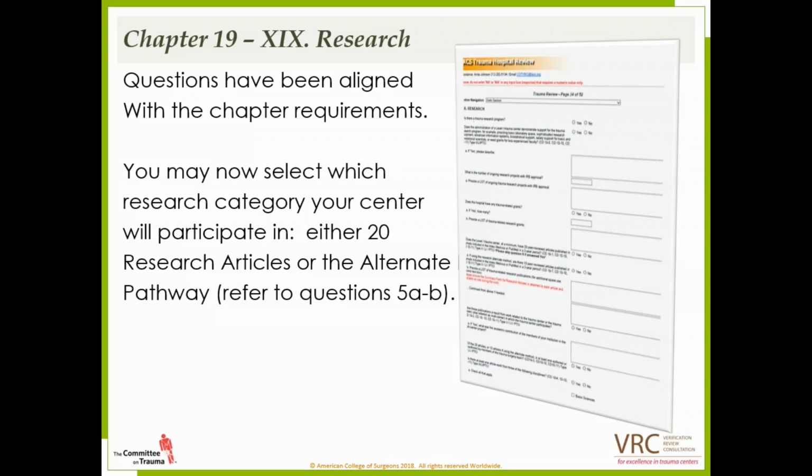It was a little confusing in the past, where we're asking for, if you are meeting the 20 research articles, and then it just kind of jumped down to the alternate pathway. So we just kind of aligned it, particular to questions 5A and 5B, where it's asking which of the research methods your trauma center is going to participate in, whether it's the 20 research articles or the alternate pathway. So again, we just kind of aligned it a little better for folks.